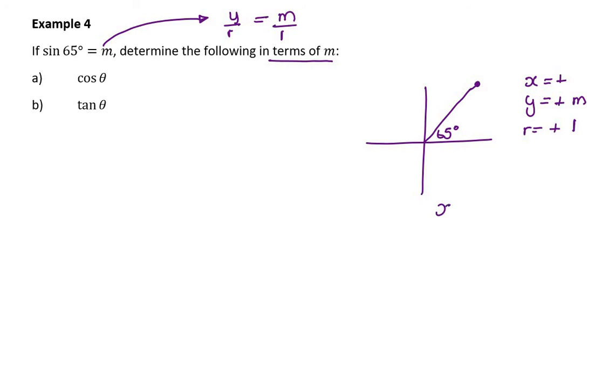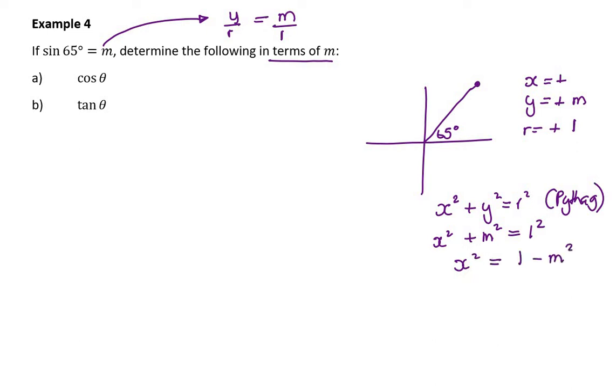Now Pythagoras' theorem says that x squared plus y squared is r squared. I'm going to have to do a little bit of work here because I need to find x. So x squared plus m squared is 1 squared. So x squared would be 1 squared take away m squared. Now x would either be the positive square root or the negative square root, but I've already indicated that x was positive. So now I know that x is the positive square root of 1 minus m squared.